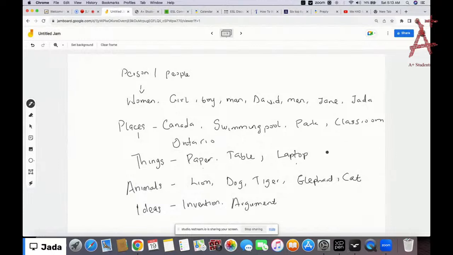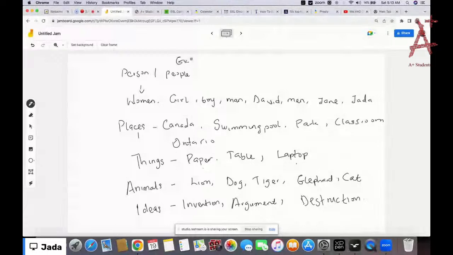So invention for ideas, arguments, and also we could have destruction. So all these are ideas. Now these are examples, all right? You all need to note that these are the examples.